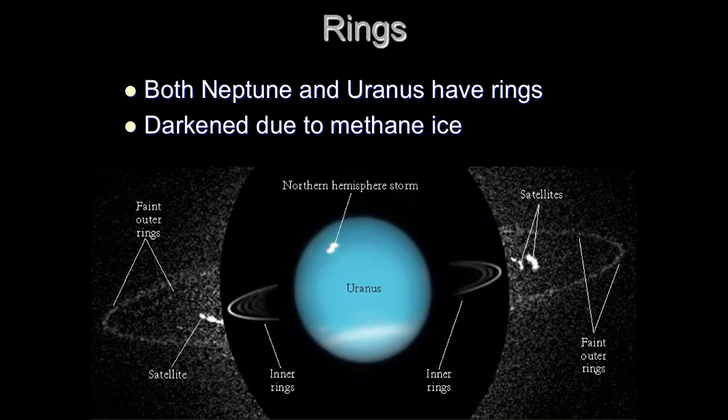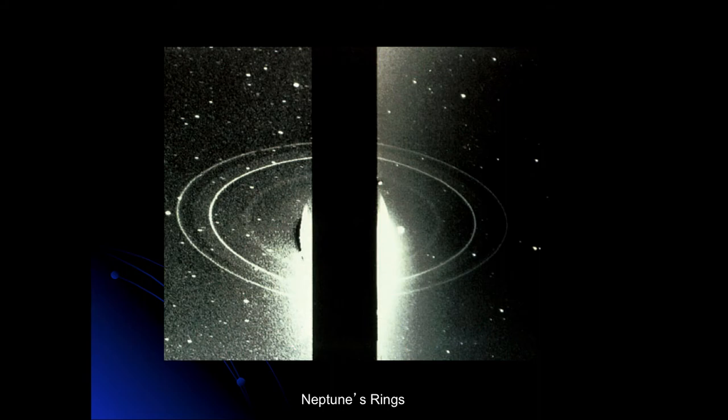We do notice that both Neptune and Uranus have icy rings, mainly due to some kind of methane ice. You can see I'm blocking out the image here, and then these are the rings that form around it. So, rings on both Uranus and Neptune as well. There are Neptune's rings.